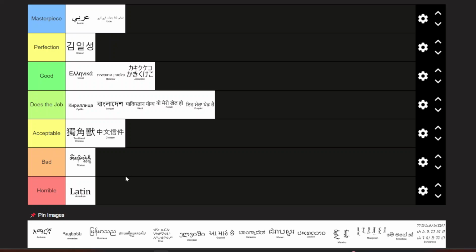So let's go through these again. So Arabic, I think masterpiece is a good perfection. Yeah, very simple. Now good. Greek. Yes, maybe Japanese go after perfection. I'm not sure. Does the job. These ones also purely based on looks, I think. But I think the line, it does the job. Acceptable, the Chinese ones. And then Tibetan is bad. And horrible is Latin.